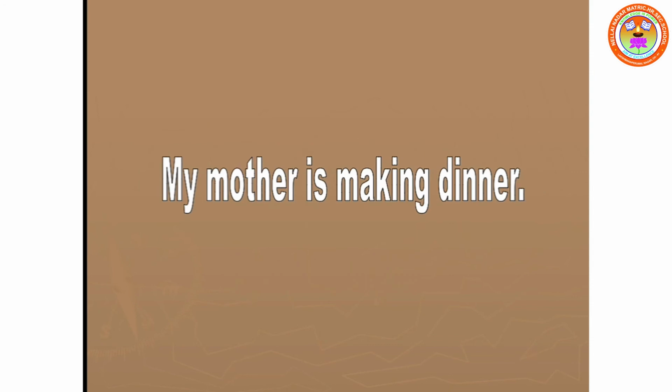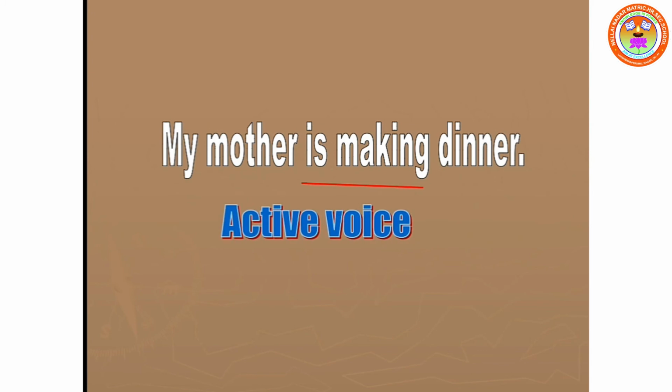Next sentence, my mother is making dinner. In this sentence, the subject, my mother, is doing the action. So it is in active form. One more thing we have to note. Is plus verb plus ing indicates the active form. So the answer is active voice. Remember children, active voice indicates that the subject of the verb is acting. And when the subject is the agent or doer of the action, the verb is in the active voice.